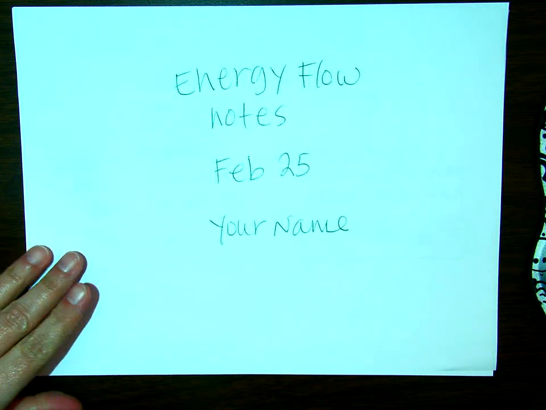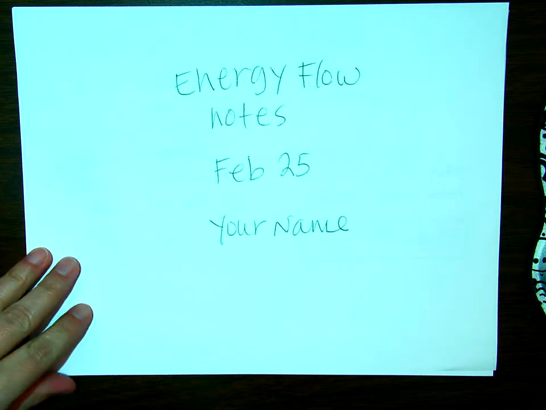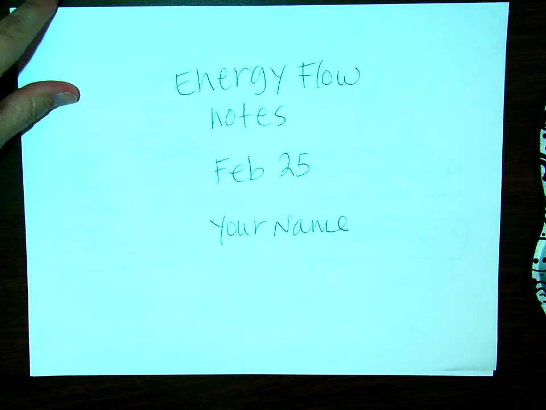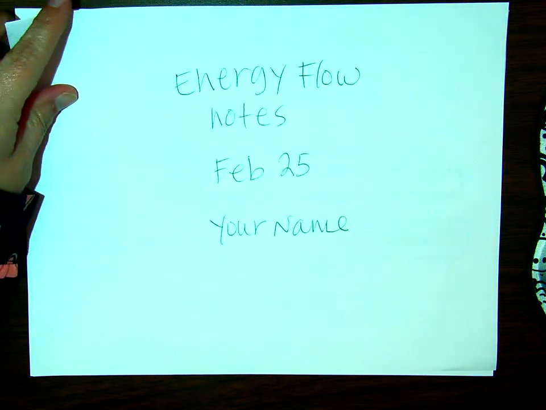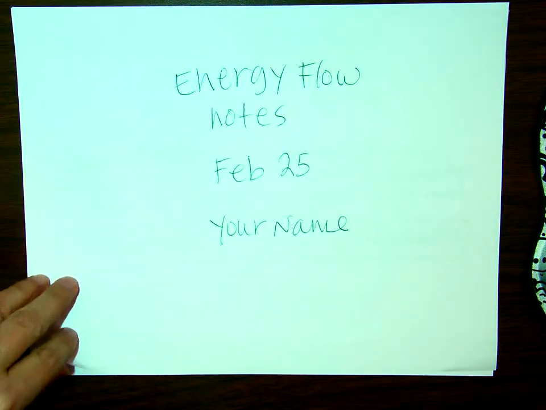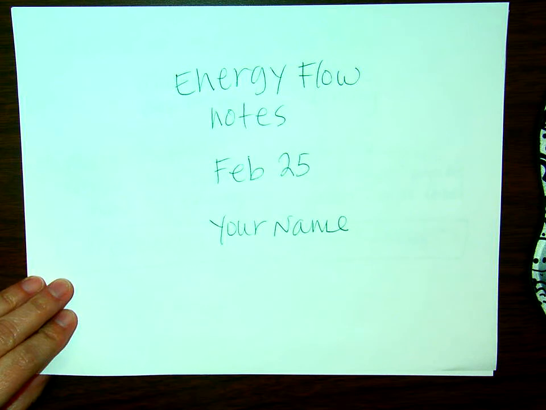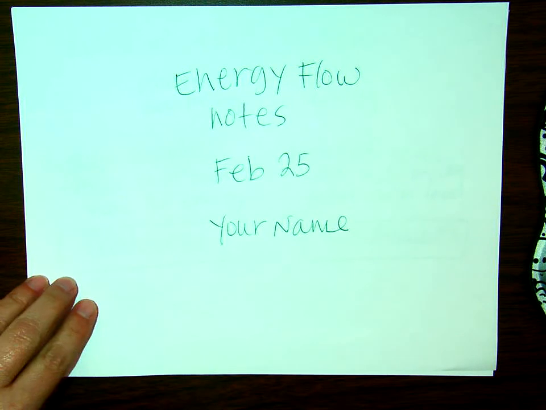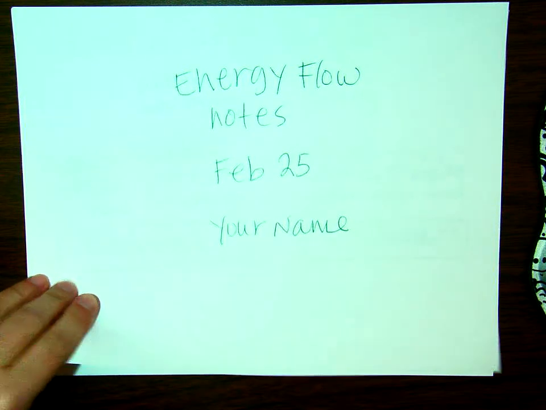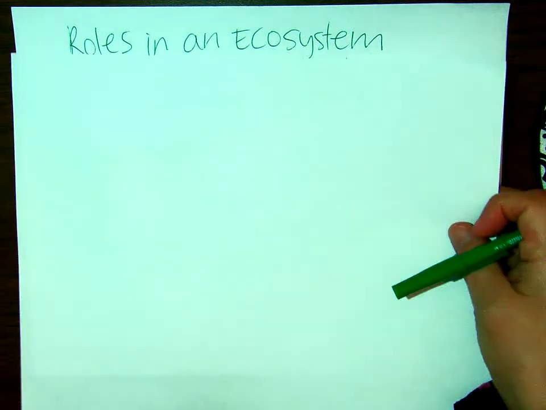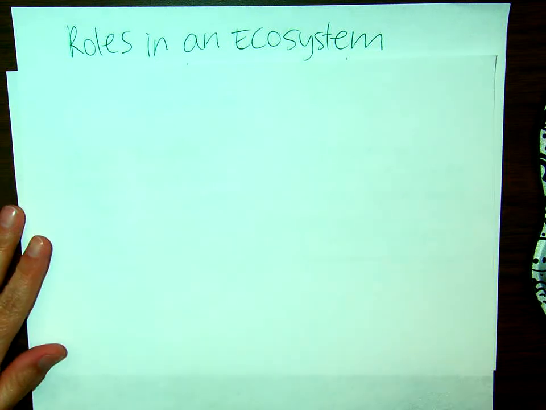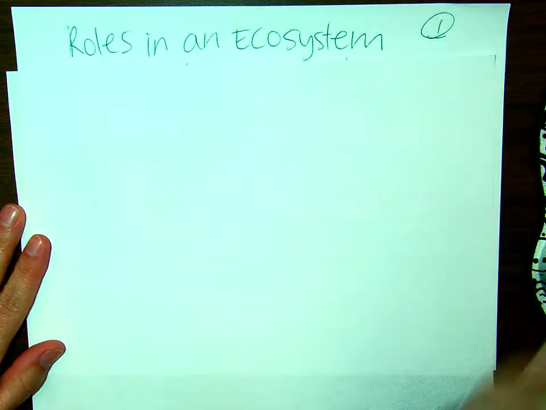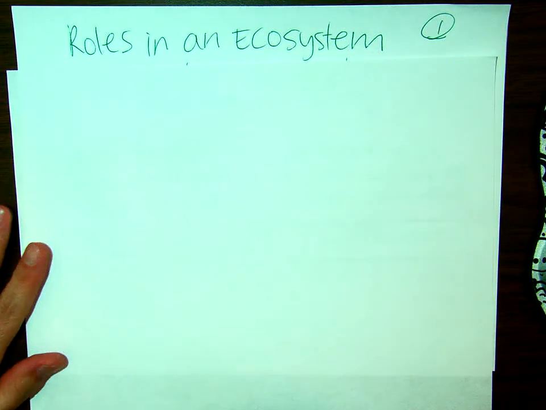As I'm going through these notes, pause it as you need to if I go too fast. Okay? We are going to take 5 sections of notes. 5 short sections. Okay, so let's start with section 1. Roles in an ecosystem. We're going to go ahead and title that. This is our first one. Roles in an ecosystem.